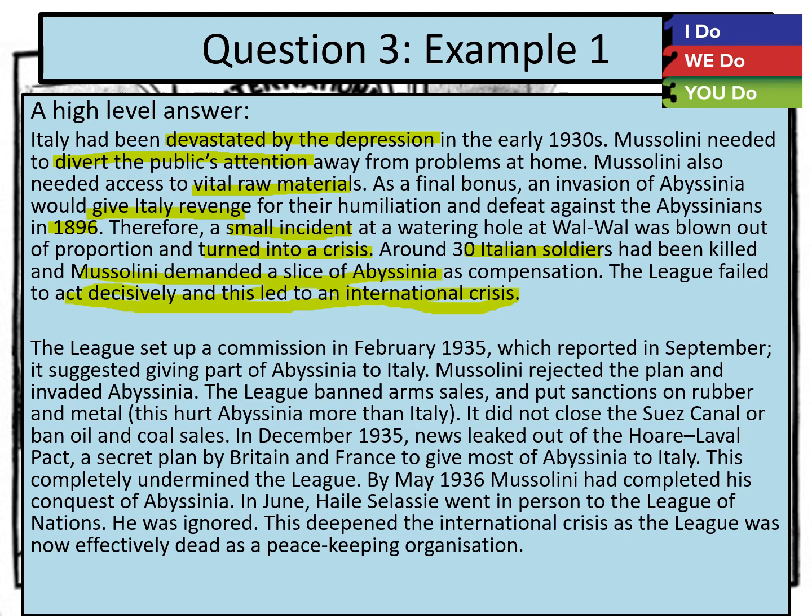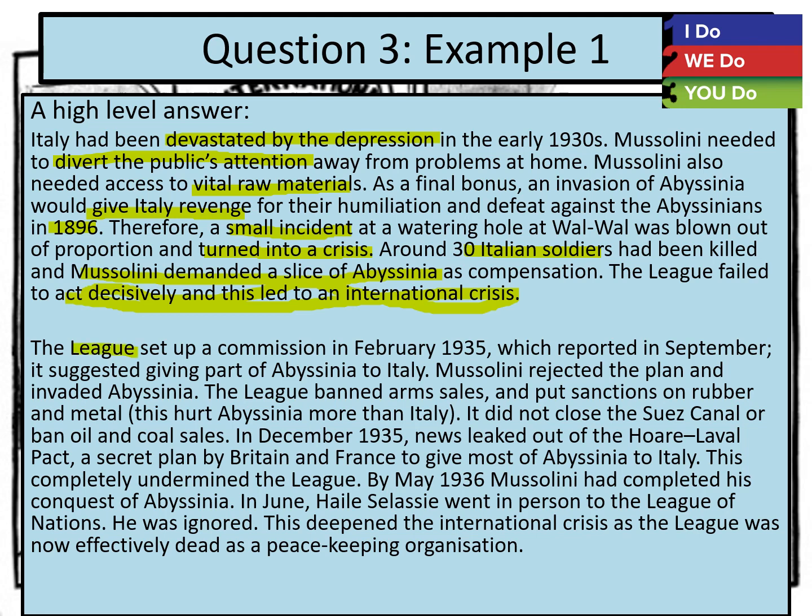So what we've got in this first paragraph is lots of knowledge about why this happened and what happened, and also that crucial link to why this led to an international crisis. Our second paragraph is really focusing on the League action, British and French action, and Italian as well.